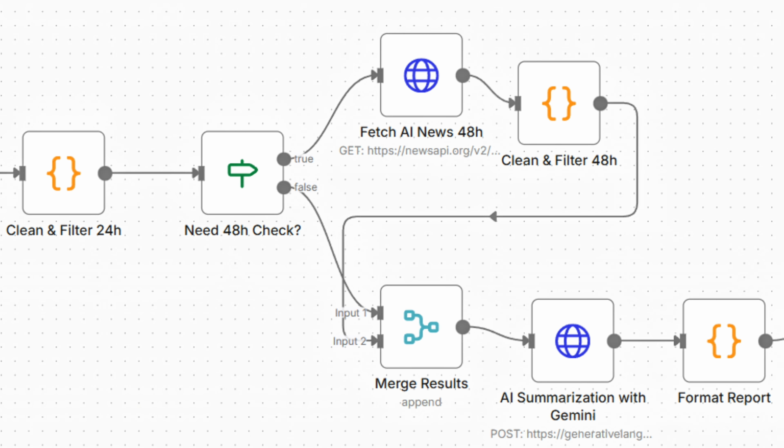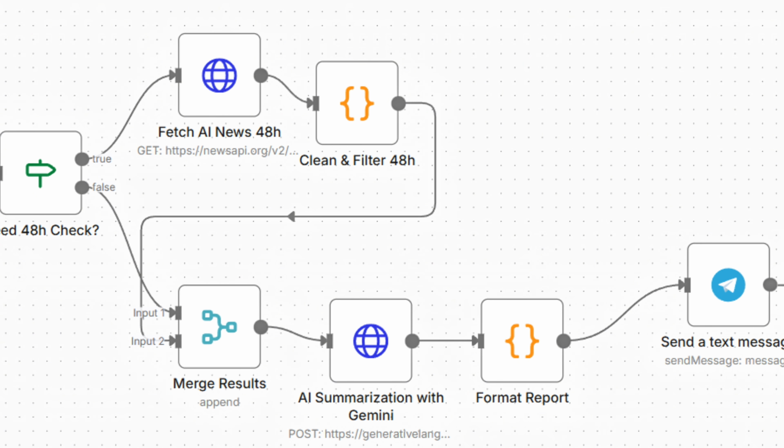One path goes directly to merge if we got 24-hour results. The other path fetches 48 hours, cleans it, then goes to merge. After merge, everything flows through AI summarization, format report, and finally send to Telegram. 9 nodes working together to create an intelligent AI agent.